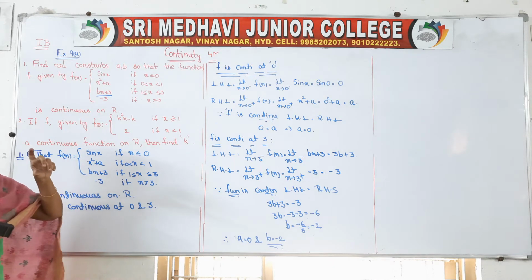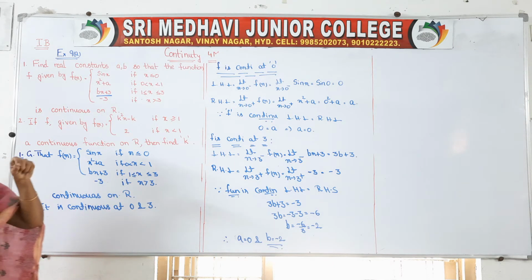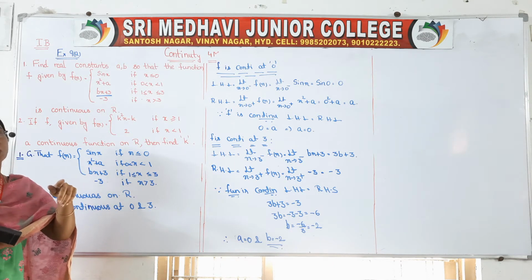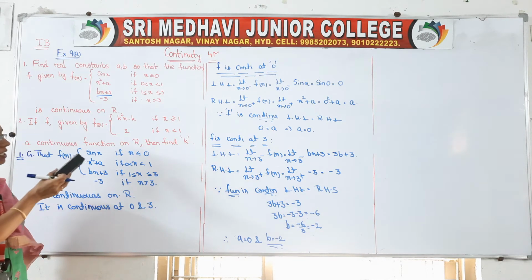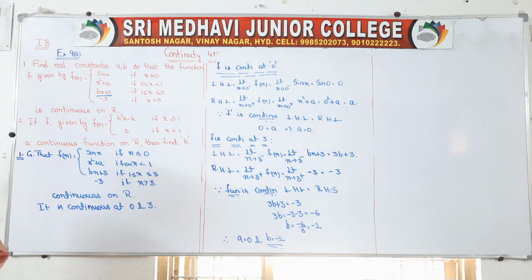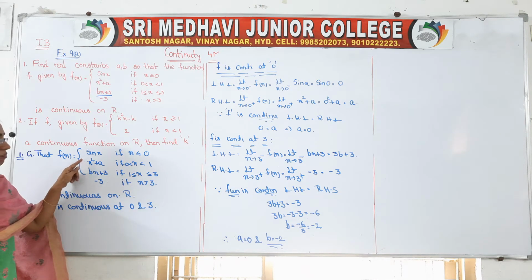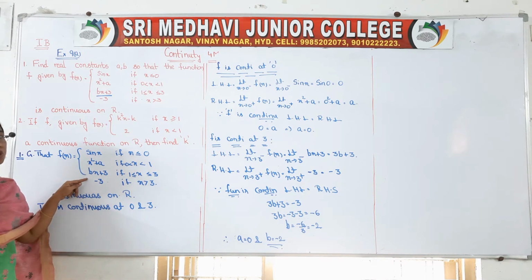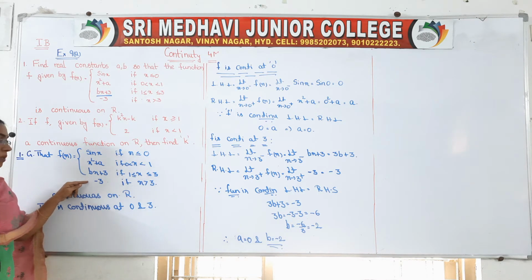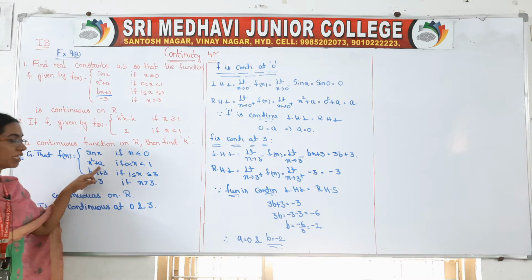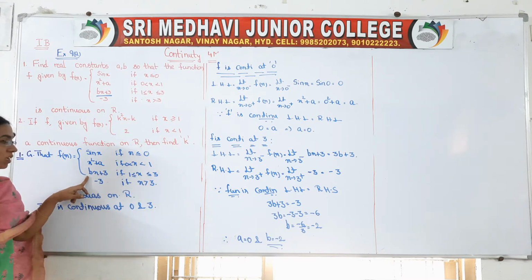R means real numbers. So real numbers means all the negative values, positive values and 0 are called real numbers. But here the function is defined at 0, 1, 3. But here we have to find A and B values. Question: if this function is continuous on R, find A and B. So observe this question, where is your A and where is your B?